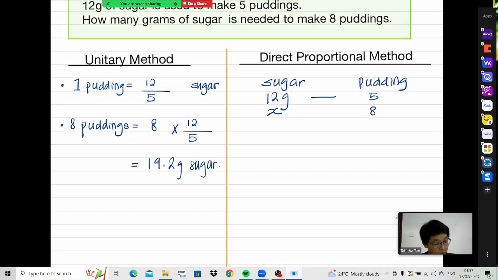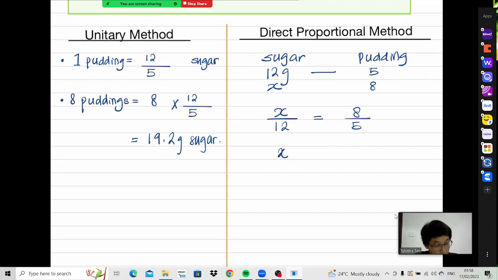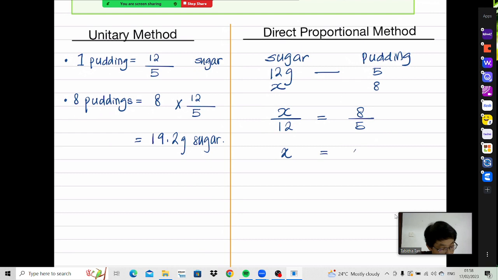Once you get in there, you want to find X, so simply put the X at the top, and the 12 at the bottom. In the same way, since X is at the top, the 8 will also be at the top, so you put 8 over 5. Then simply multiply by the 12. So you get 8 over 5 multiplied by 12, and you can easily get the same answer.